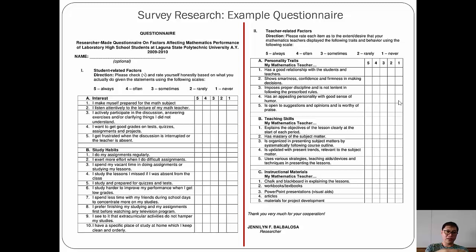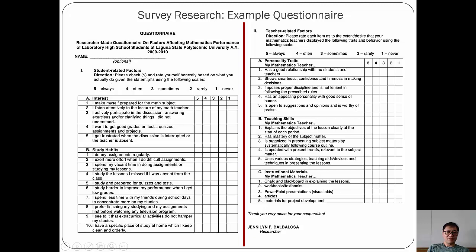On the title: a researcher-made questionnaire on factors affecting mathematics performance of laboratory high school students. Let's say you also state the school. What is this questionnaire all about? You have to state that. Student-related factors: who will answer this one? Only the students, because these are student-related factors. So you have here A, instruction.